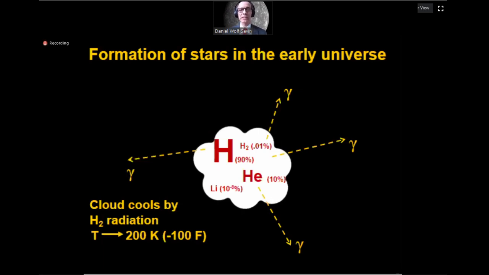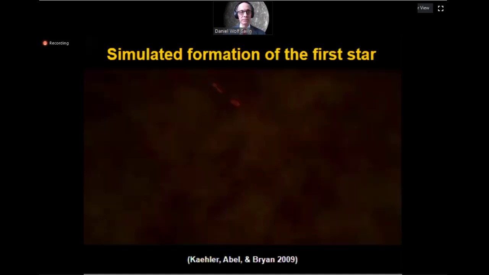If you prefer Fahrenheit, that's minus 100 Fahrenheit. So that's really cold. And at temperatures that low, the cloud can begin to gravitationally collapse and you get gravitational runaway leading to the formation of a star. So what I'm going to show you now is a simulation of the formation of the first star.